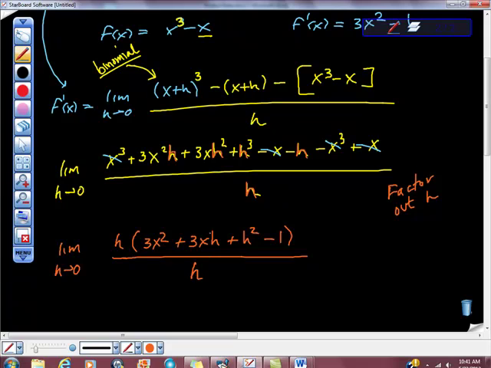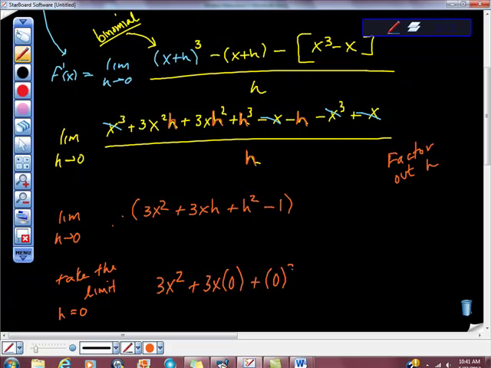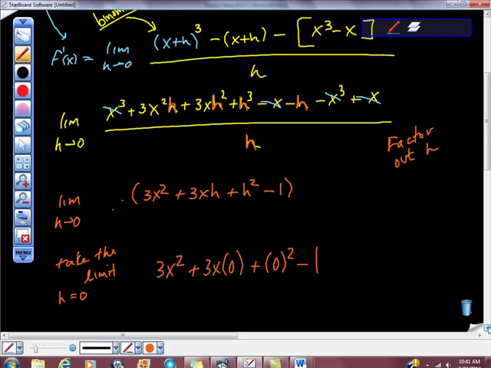But if we have h over h as a factor, then we can cancel this. So h over h is 1. So we end up with this. Now let me ask you, what would happen if h went to 0? So we're going to take the limit. So h is equal to 0. So we'd have 3x squared, there's no h there, right? Plus 3x times 0 plus 0 squared minus 1. That's perfectly defined, isn't it?